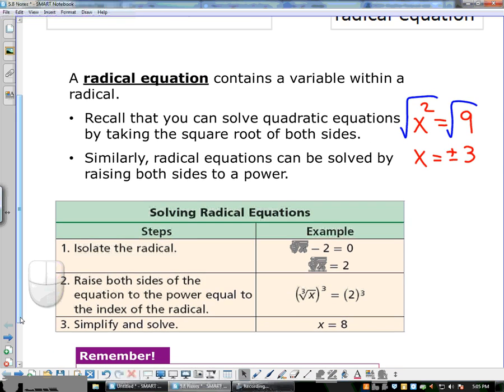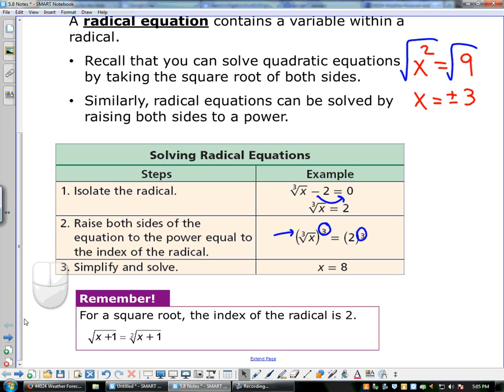So we have three steps that you're going to want to write down on how to solve these. Step 1, you're going to isolate the radical. So you can see in this example here, you're getting the cube root of x by itself by moving the 2 over, adding it over. Step 2, you'll raise both sides of the equation to the power equal to the index. So this was a cube root, so you'll raise both sides to the third. And then step 3, we'll simplify and solve. Okay, and don't forget, for a square root, the index of the radical is 2, so that's why to solve a square root radical equation, you would square both sides.